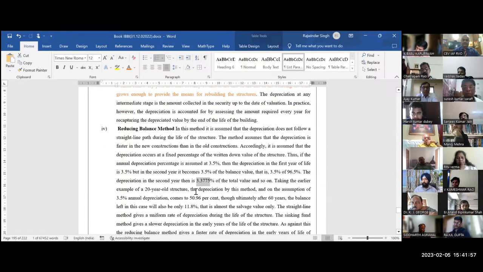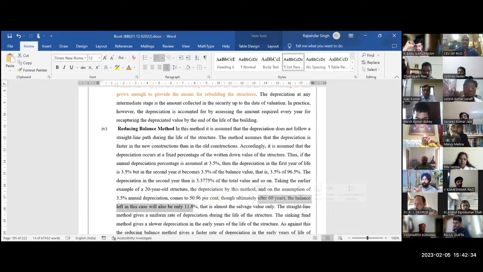So if you take the example in 20 years, there the depreciation was 30%. Here, on the assumption of 3.5% annual, it will become 50.96%. So what happens is that ultimately after 60 years, the balance left in this case will be only 11.8%. That is almost equal to salvage value.